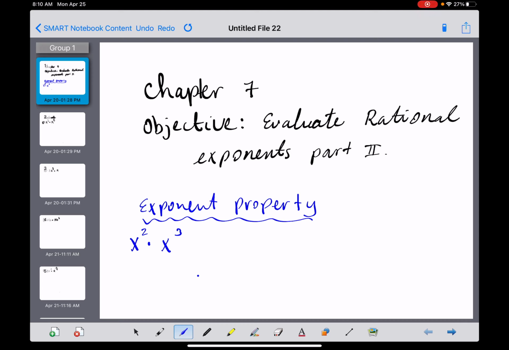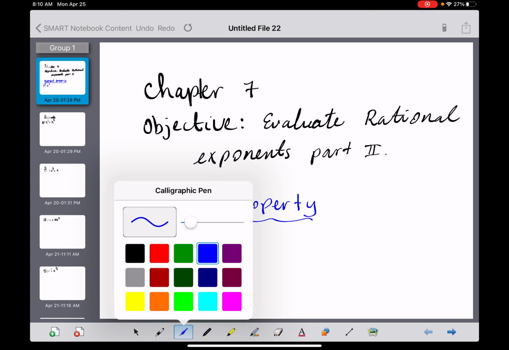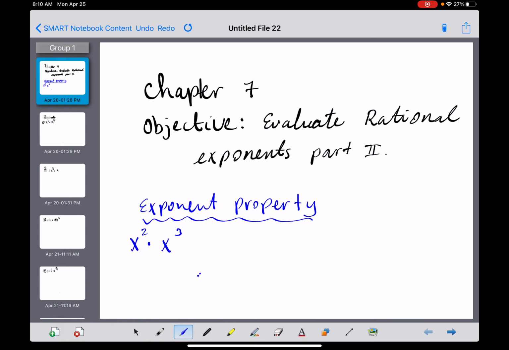Okay guys, this is part 2 of evaluating rational exponents. Before I go over the problems, let's go over one of the properties that we learned from first semester. Let's just say you have x squared times x to the third power. Notice the same base, so what we do to the exponents is add them. It's going to be x to the 2 plus 3, which is x to the fifth power. This will be our answer. Keep this in mind, because we're going to use this property throughout the problems.